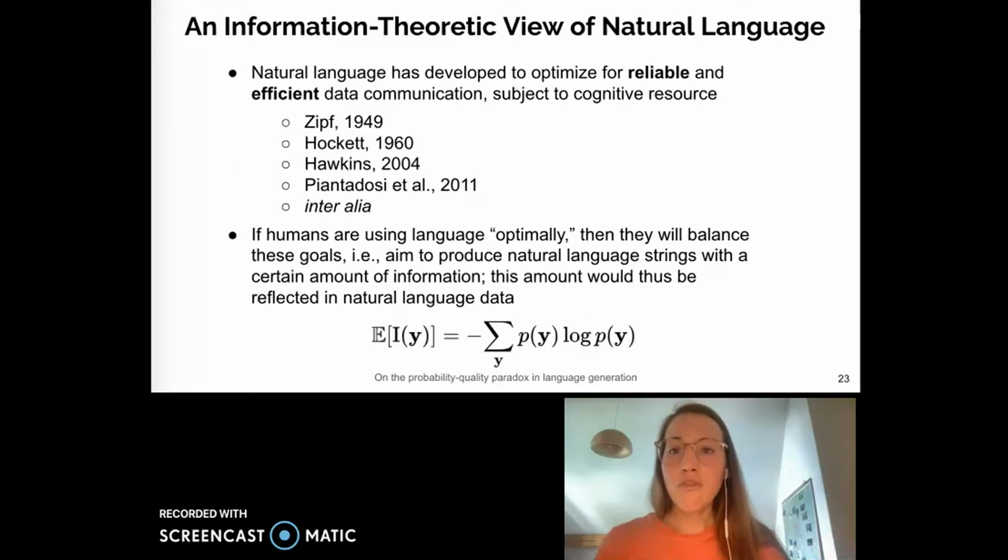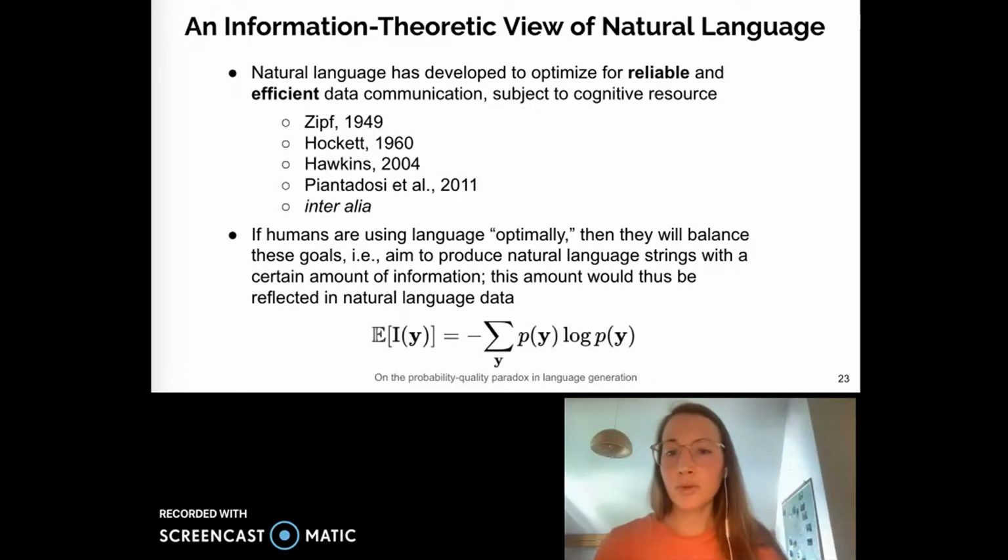Now, much research has shown that natural language has developed to optimize for reliable and efficient data communication, subject to cognitive resources. Under this premise, if humans are using language optimally, then they will balance these goals, generally producing natural language strings with a certain information content. Further, on the receiving end of communication, humans would expect similar strings.